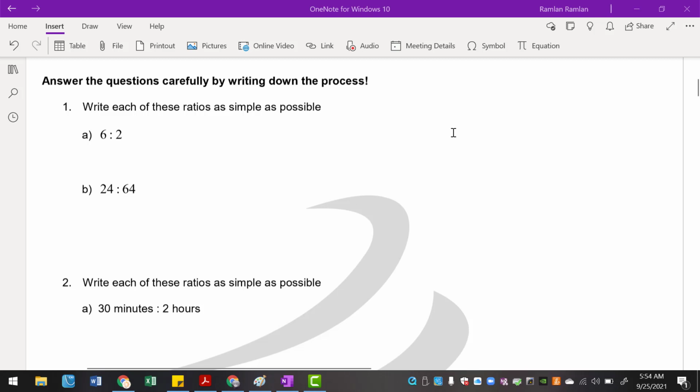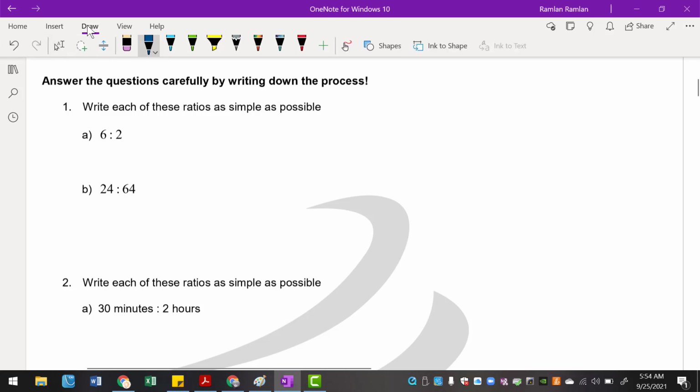Hey guys, so this is the review for the unit test of ratio and proportion. Okay, so let's just go to number one. Write each of these ratios as simple as possible.